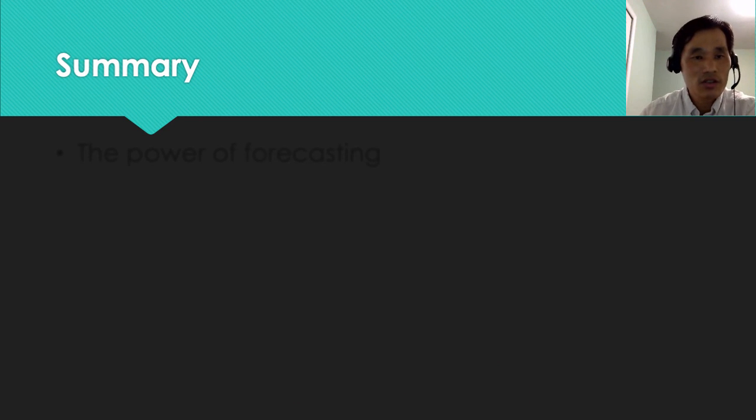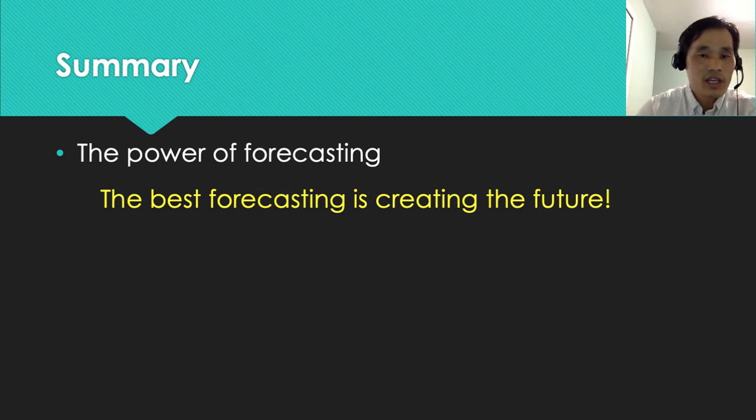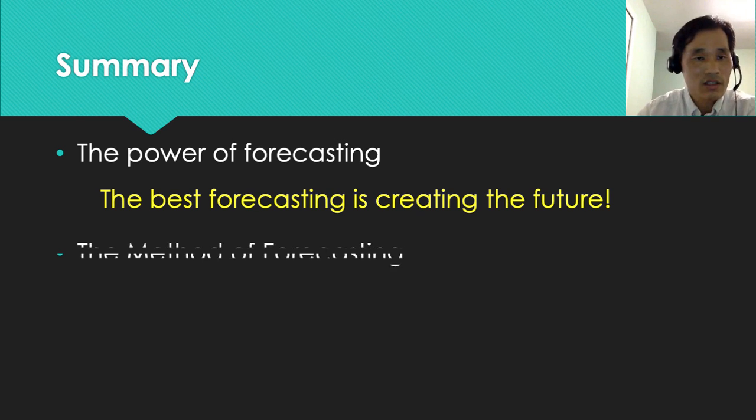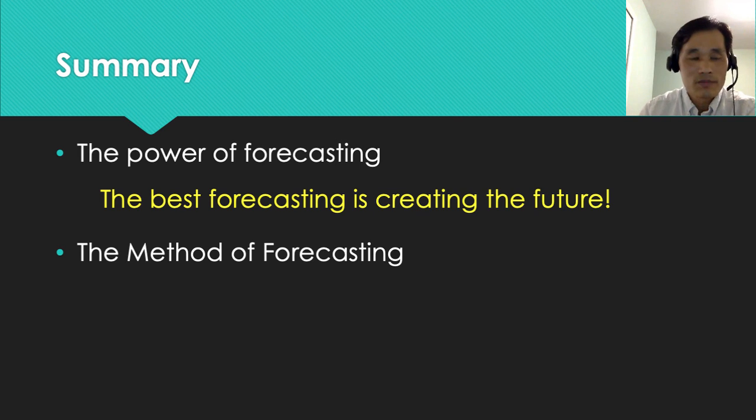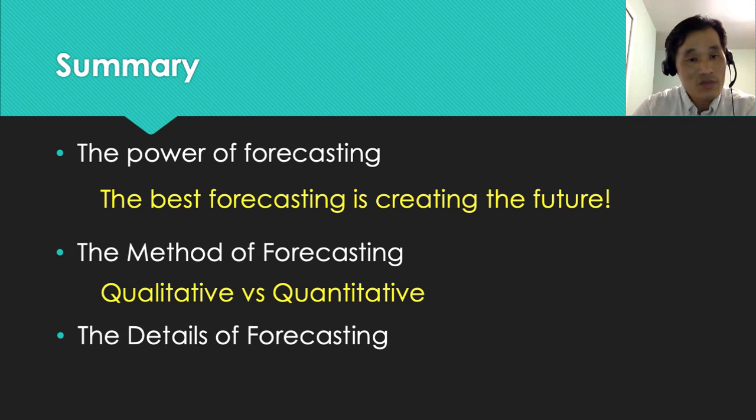So in this lecture, we learned about the power of forecasting. Forecasting is serving as the basis for decisions. It really helps us to create the future. So that's important. The second thing is we have learned the method of forecasting. There are qualitative versus quantitative forecasting. And we learned that forecasting is the art and science of predicting the future. Therefore, the role of a forecaster is very important because he or she has to use knowledge and common sense and artistic skills to come up with the right forecasting.